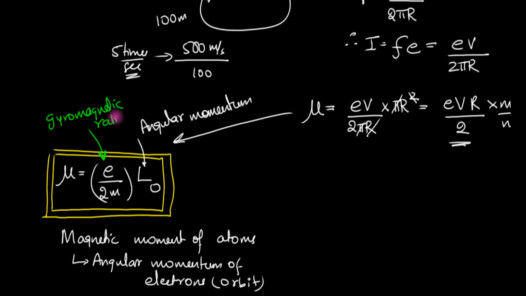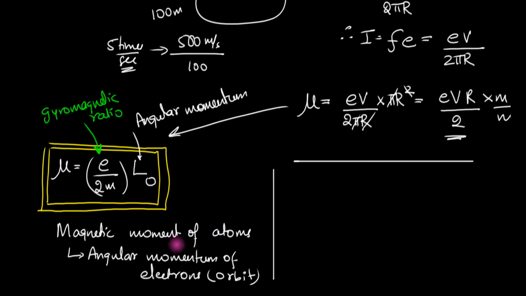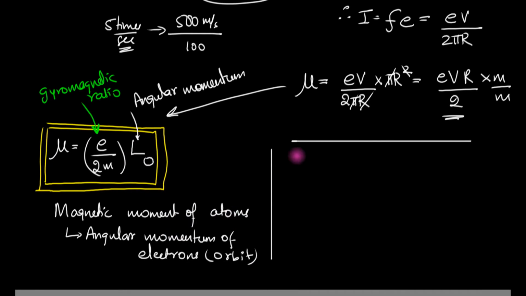It's a ratio that tells you, basically, the ratio between the magnetic moment and the angular momentum. We could stop over here, but I would like to go one step further. So what I like to do now is go a little bit quantum. A little bit of quantum. There's something called Bohr's theory.